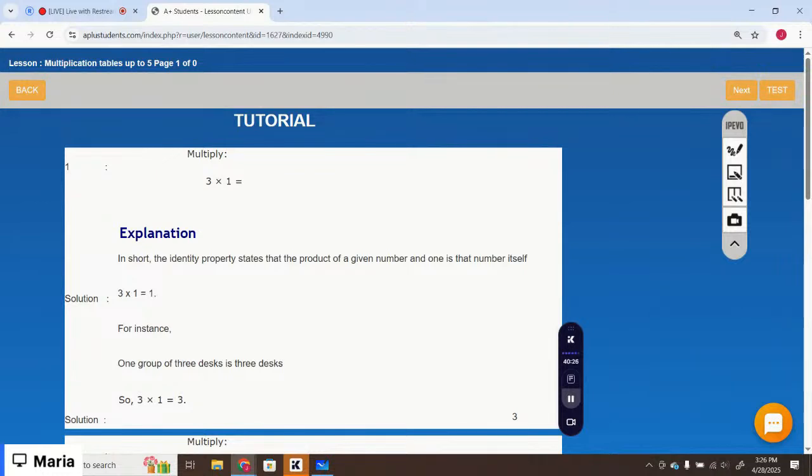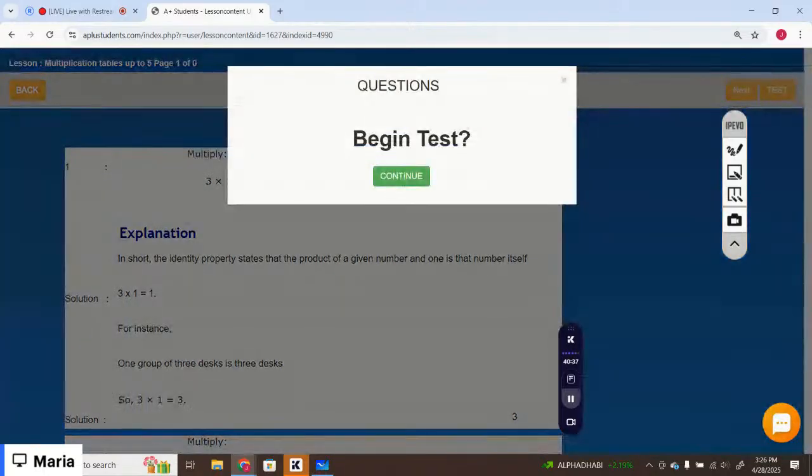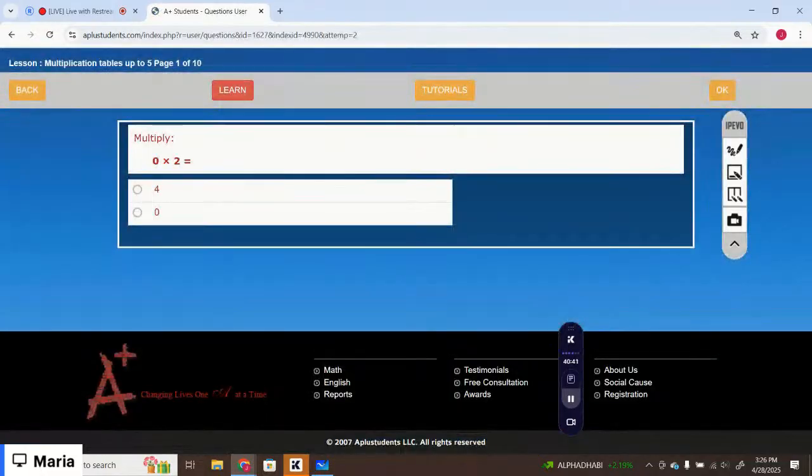3 times 1. Multiplying by 1 means the number stays the same, whatever number it is, the number stays the same. So 3 times 1 is 3. Let's just start with the test questions.